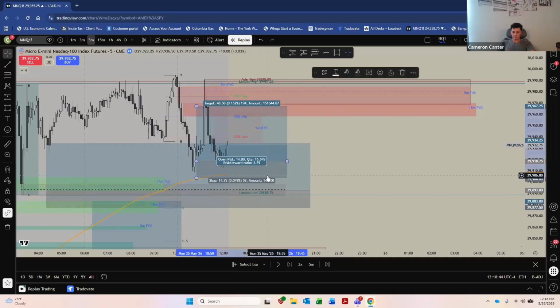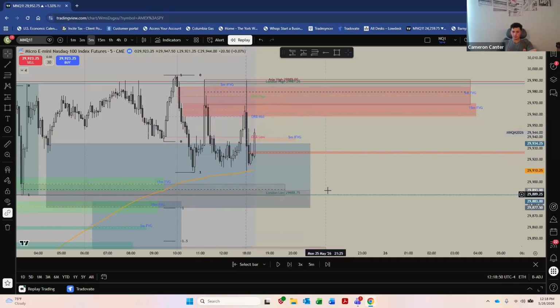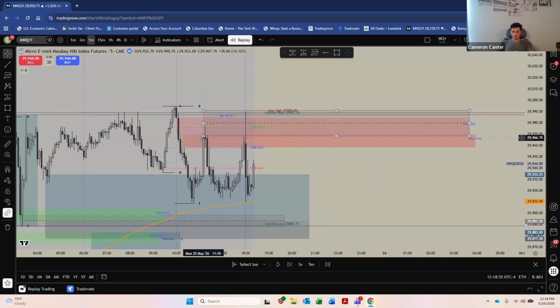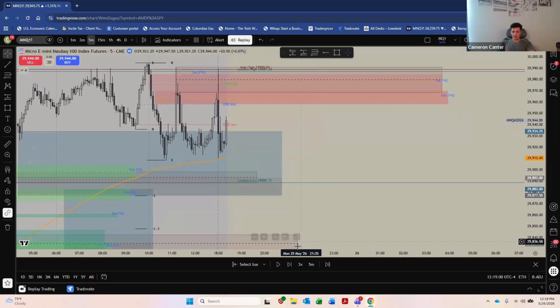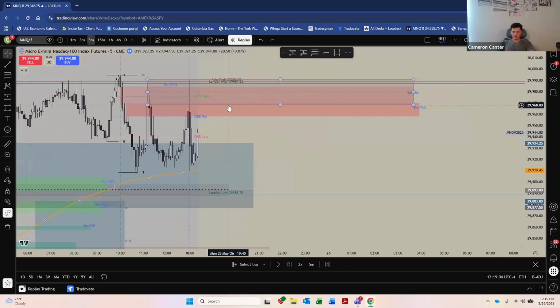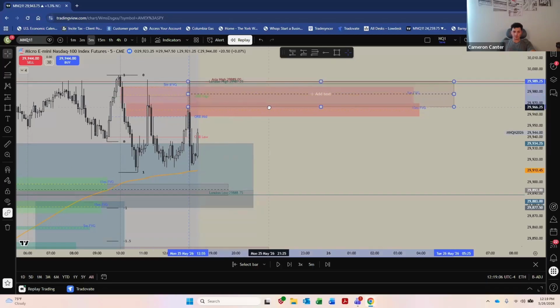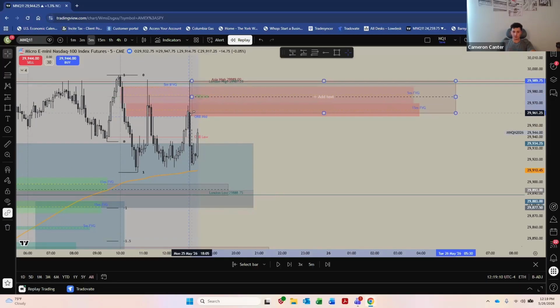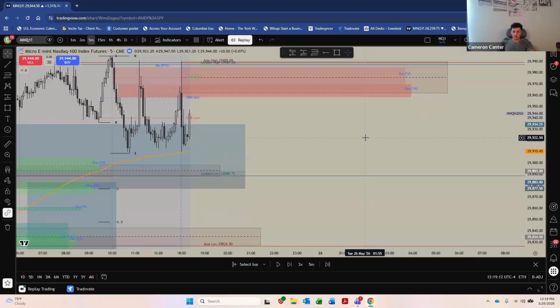Oh, this is the 705. Delete that. Oh, wait. We go into this rejection block right here. Oh, this was the 6 o'clock one. So, yep, this is an example of a rejection block working. And then, for our purposes for later, this creates a rejection block, whether you trade that or not. If you had a sell limit on it, obviously you would have gotten filled. Then you would have been going downhill, and you would have hit 40 points without getting stopped out.